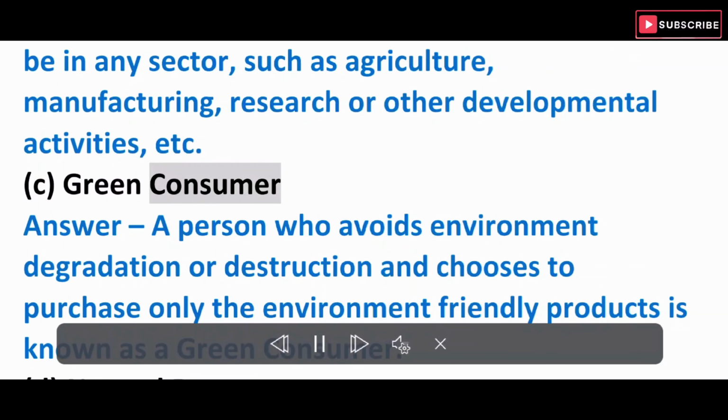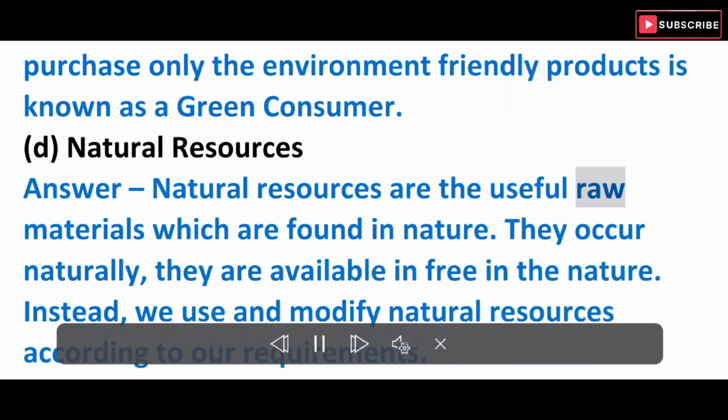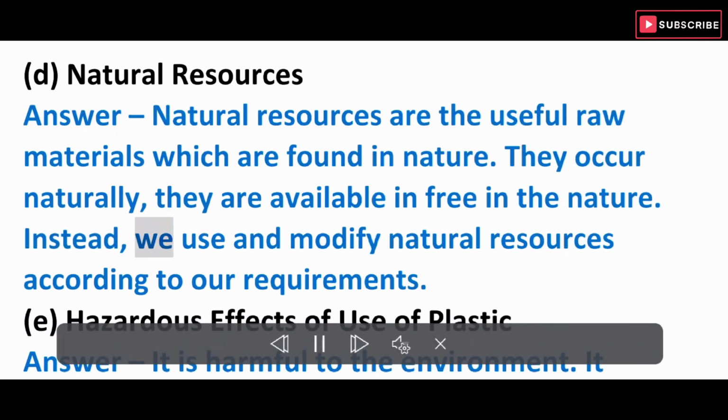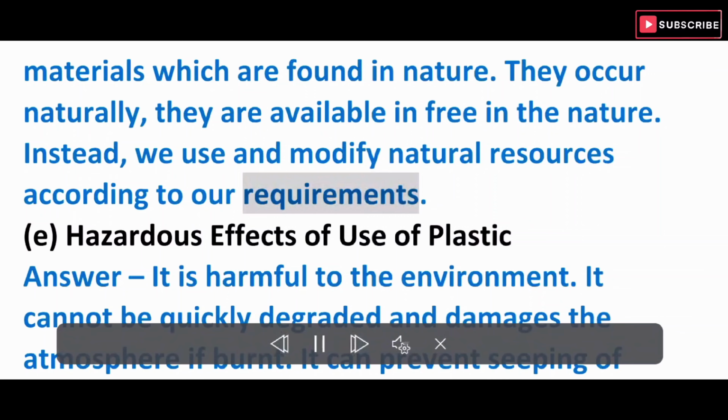C. Green consumer. Answer. A person who avoids environment degradation or destruction and chooses to purchase only environment-friendly products is known as a green consumer. D. Natural resources. Answer. Natural resources are the useful raw materials which are found in nature. They occur naturally, they are available in nature. We use and modify natural resources according to our requirements.